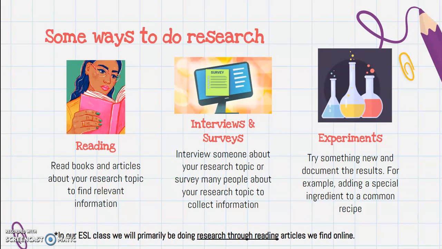Another method is through experiments. An experiment is when you try something new and see what the results or the outcome of that is. For example, maybe you add a new ingredient to a recipe and see what happens. So in our ESL class, we will be primarily doing research through the method of reading, and we will be primarily reading articles that we find online.